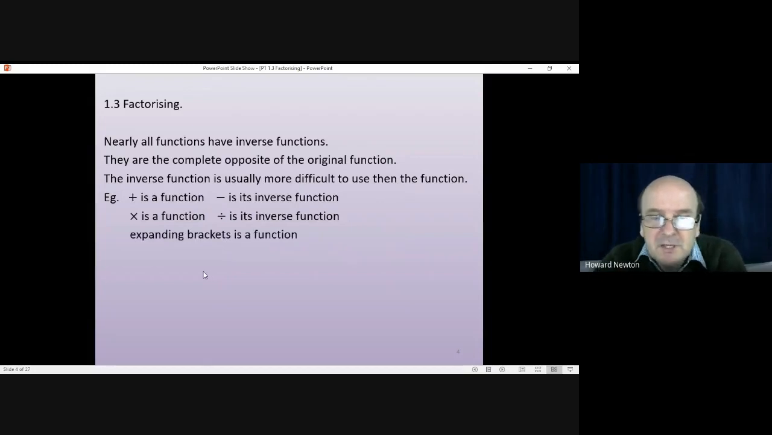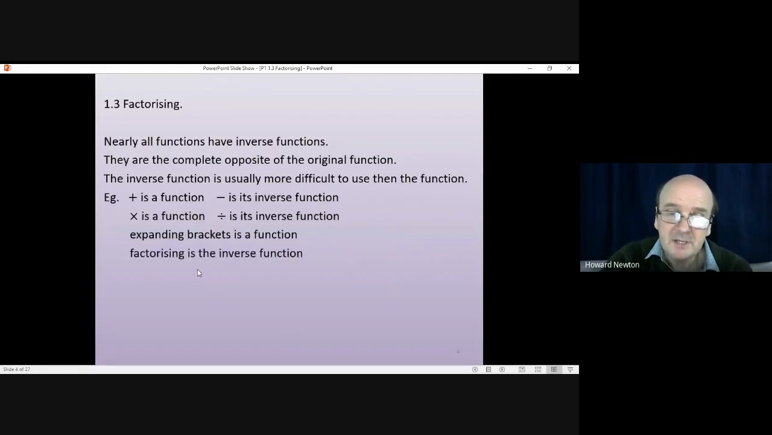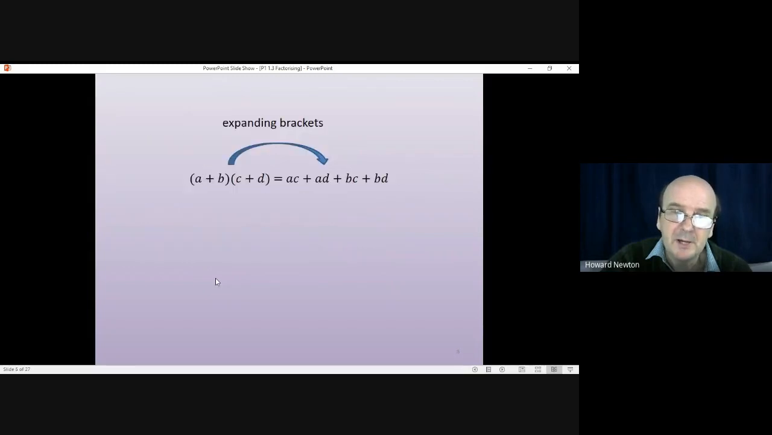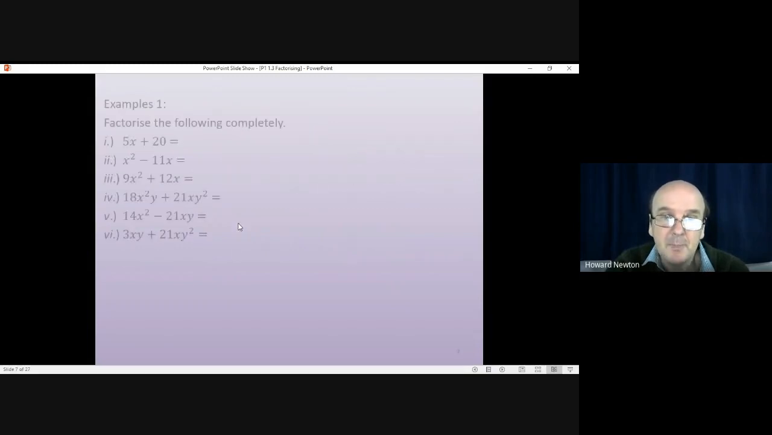In the same way, you can think of expanding brackets, multiplying out brackets, as a function. Factorizing is the inverse. It's the complete opposite of multiplying out brackets. So when you expand brackets, you multiply everything in the brackets together and get lots of separate terms. When you factorize, you do the complete opposite. You start with lots of separate terms and you try and put them into brackets.